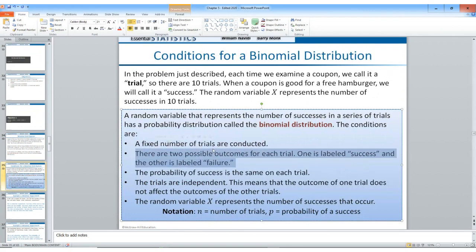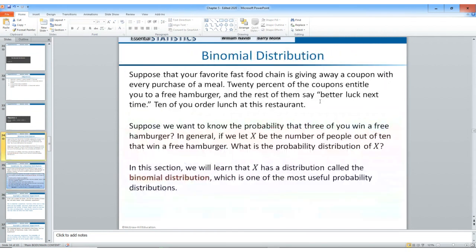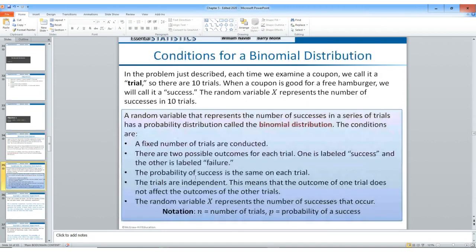But what constitutes a binomial distribution? Or this book uses the term distribution, but you could also say experiment. When it says a fixed number of trials, just like for this thing over here, it says 10 people order lunch and you want to find the probability that 3 of them win a burger. Well, that's the same thing that we're talking about here. You're doing something a certain number of times. So there were 10 trials in that burger example. And there's 2 possible outcomes. Win a burger, no burger, success or failure.